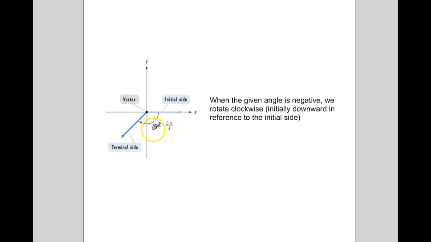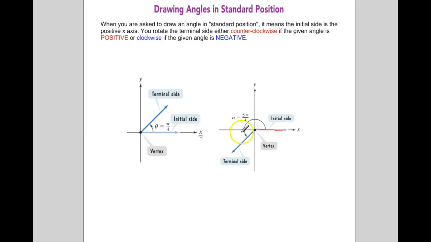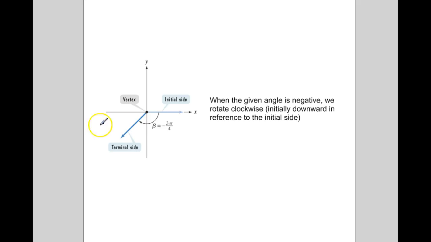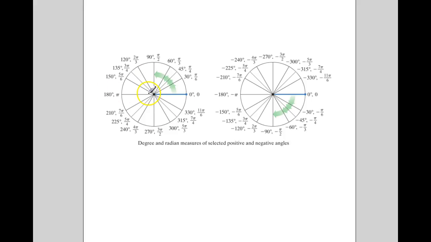Alright, so there's an example of a negative angle that gets us down to the same place this was getting us to. Okay, we're getting to that third quadrant, but we're using a negative angle to get there. Alright, so here's a picture of the unit circle with positive angles rotating around, positive degree and their radian equivalent, and then negative angles rotating back the other way with their degrees and their negative radian equivalent.